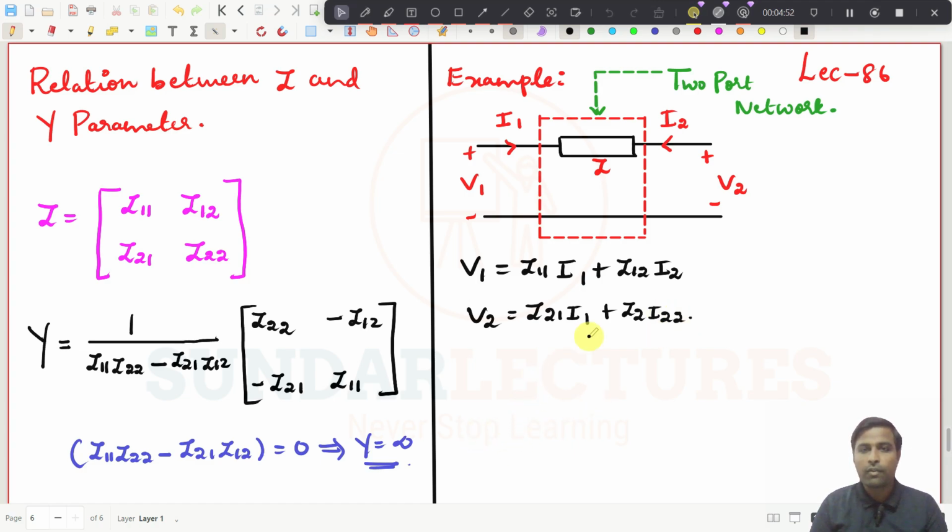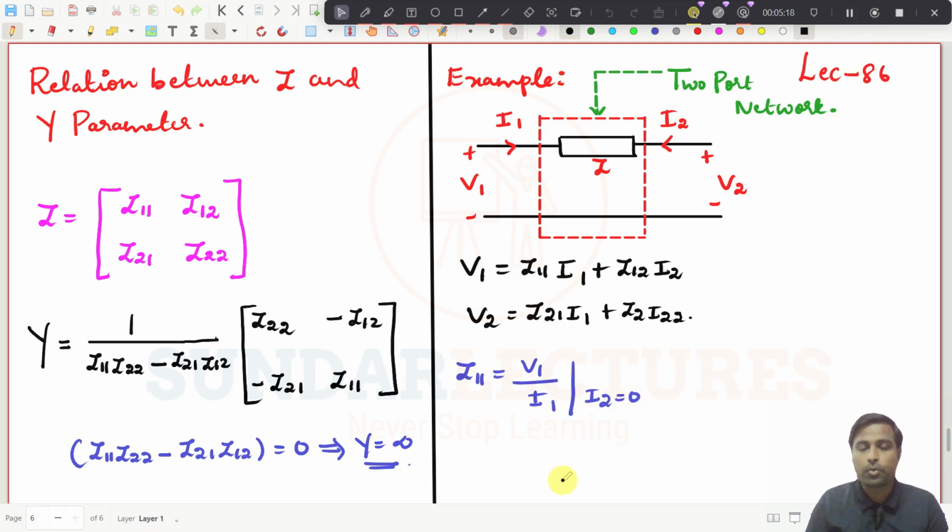And how will you find Z11? Let me find Z11. What is the formula to find Z11? Z11 is equal to V1 by I1. This is what we have seen in the previous class, with I2 equal to 0. I2 should become 0, right? Am I right?